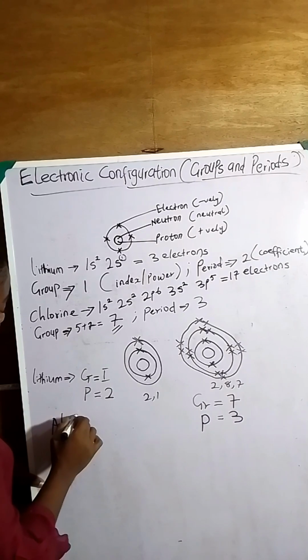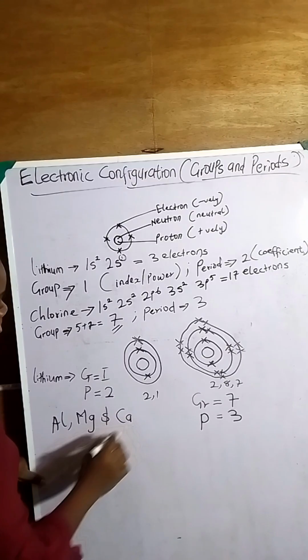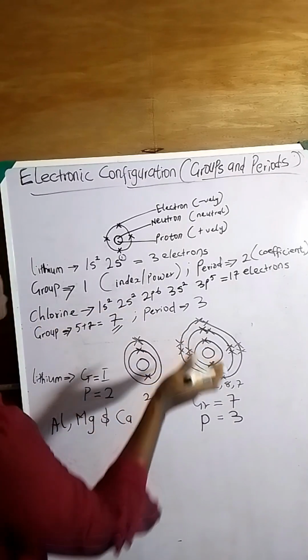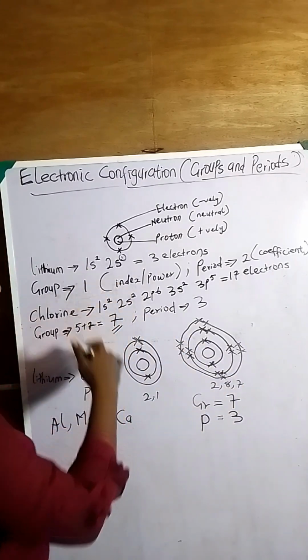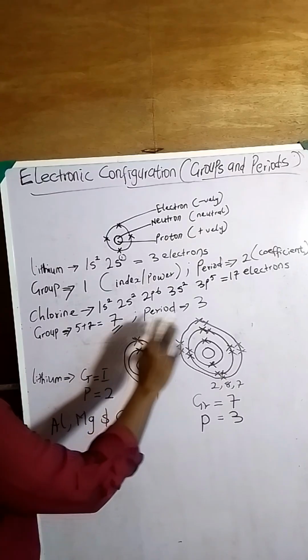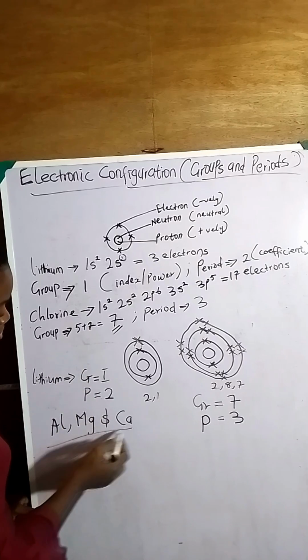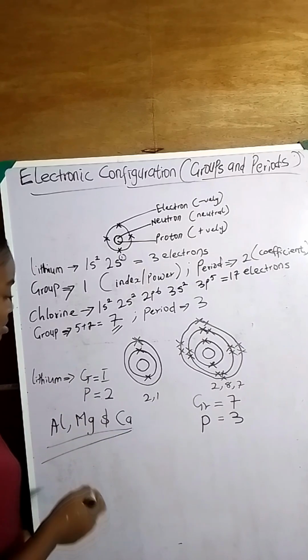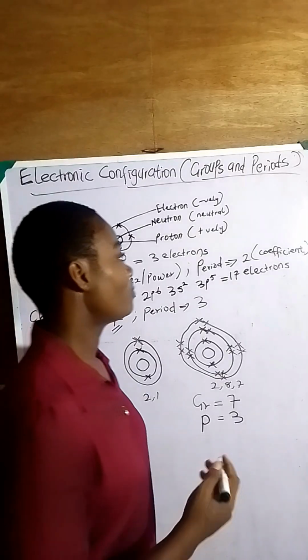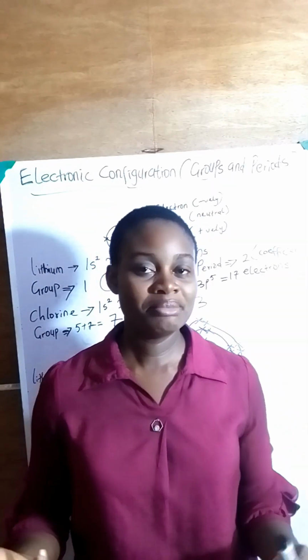I will leave you with this one to try. Aluminium, magnesium, and calcium. Go ahead, use the Aufbau Principle to represent it and tell us the group and period to which they belong, and use this electronic configuration to also tell us the group and period to which they belong. Drop your answers in the comment section and feel free to ask your question. One beautiful thing about solving questions is that they help you to remember more.